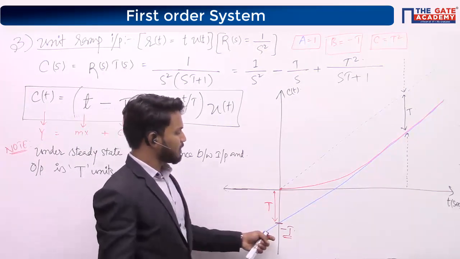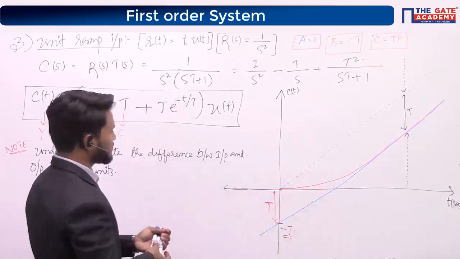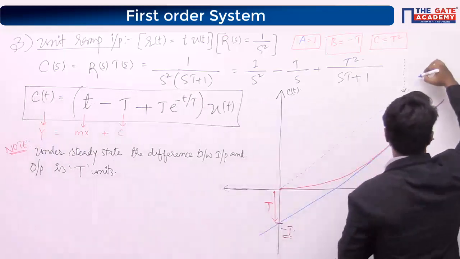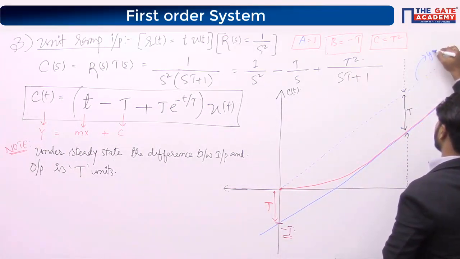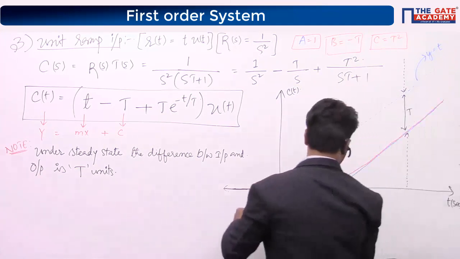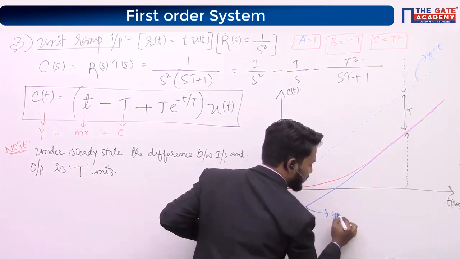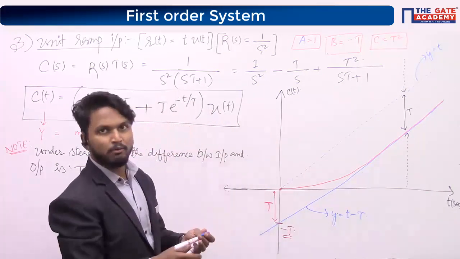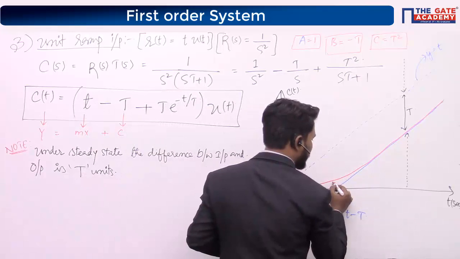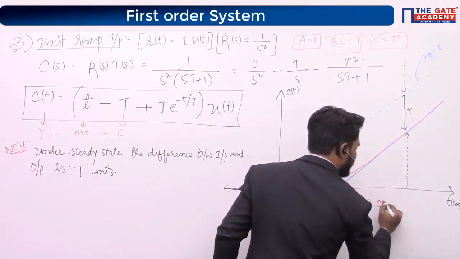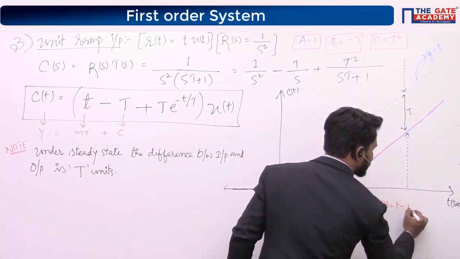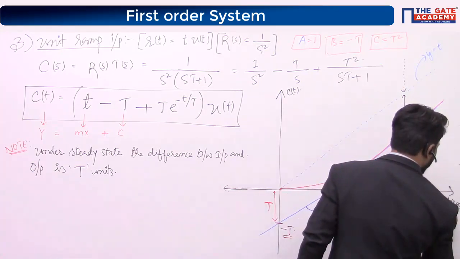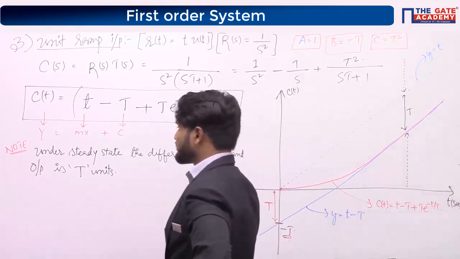See, this blue one is this equation. So I will write the equation for each and everything. So the equation for this is y is equal to t. The equation for this straight line is y is equal to t minus capital T. Whereas this red one has the equation c of t is equal to t minus capital T plus T e power minus t by capital T. So did you understand this note?